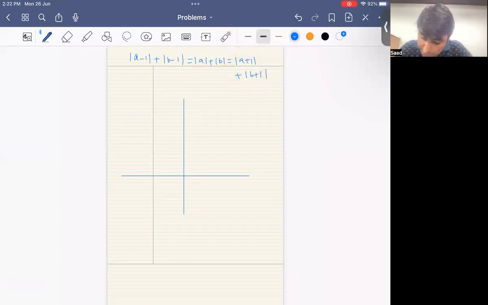So if you look at it, we're just looking for points whose distances from 0, 0 and from minus 1, minus 1 are the same. These distances should be equal, right? So let's make this nice little square.